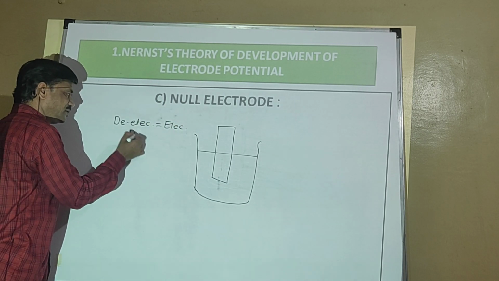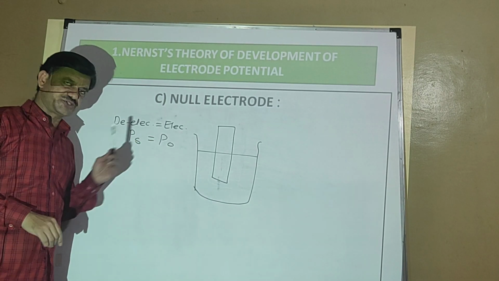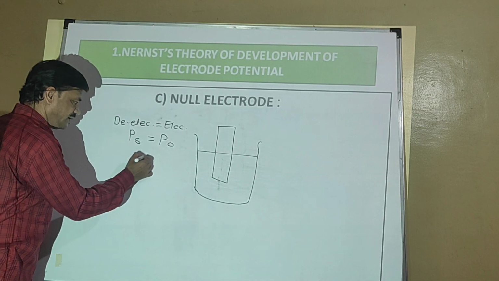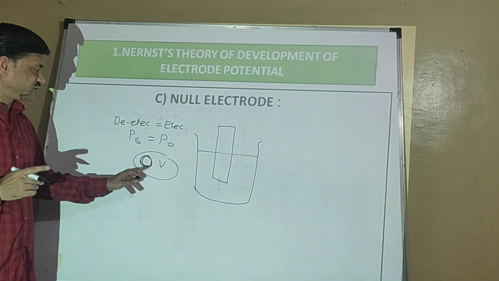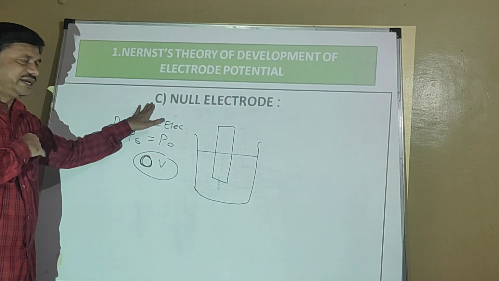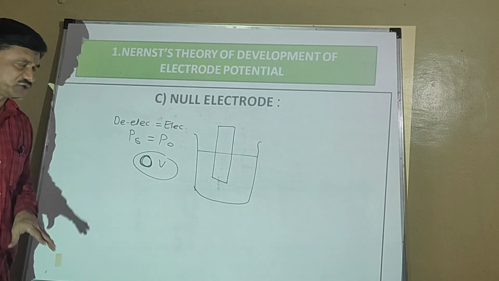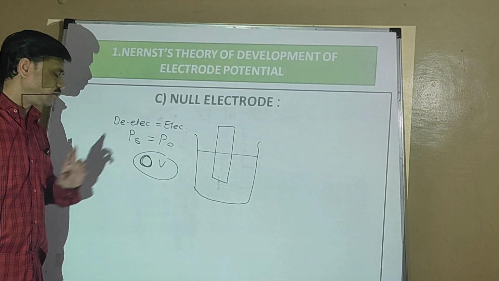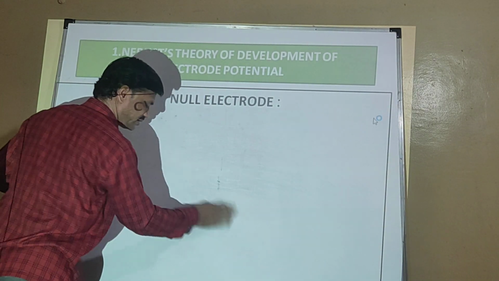Means what happened? This solution pressure is equal to osmotic pressure, and as per earlier discussion magnitude will be same and change of sign, so these values get cancelled with each other and the net potential developed will be 0 volt, and such construction is called as which electrode? Null electrode. So try to remember, de-electronation is responsible for oxidation potential, electronation responsible for reduction, and when solution pressure equals osmotic pressure, what is potential? 0 volt, and such assembly is called as null electrode. Let us check next point.